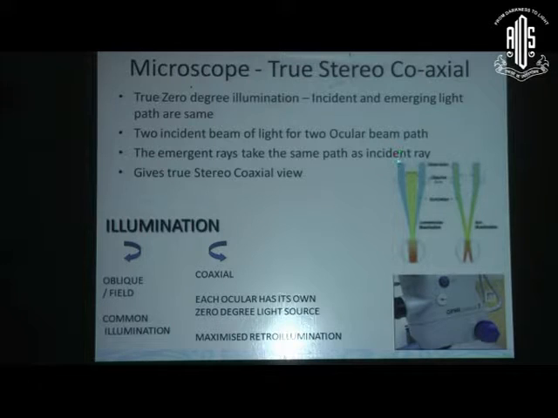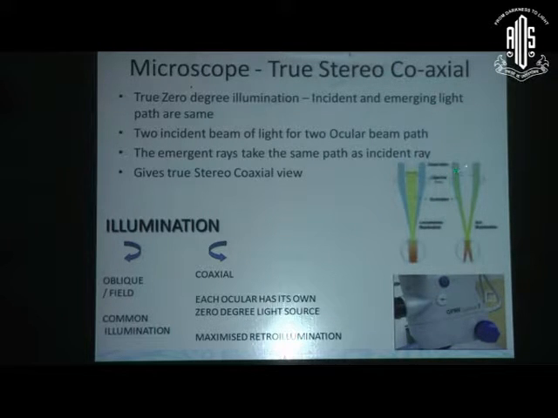What do they understand by this? You have an incident ray from one oculus and an incident ray from the second oculus, and both of them fuse to give you one emergent ray, as you can see over here. But this is really not 100% true stereocoaxial, because this is not 0 degrees. It's something like 2 degrees.